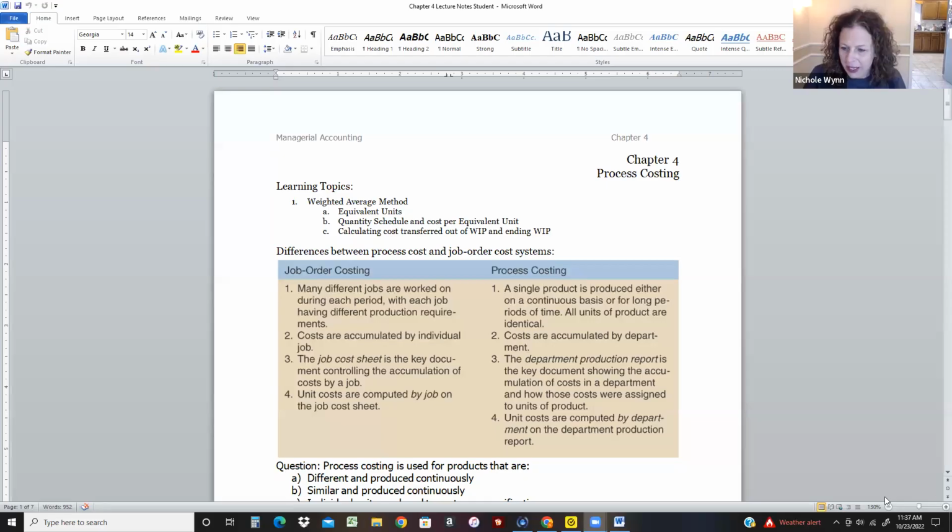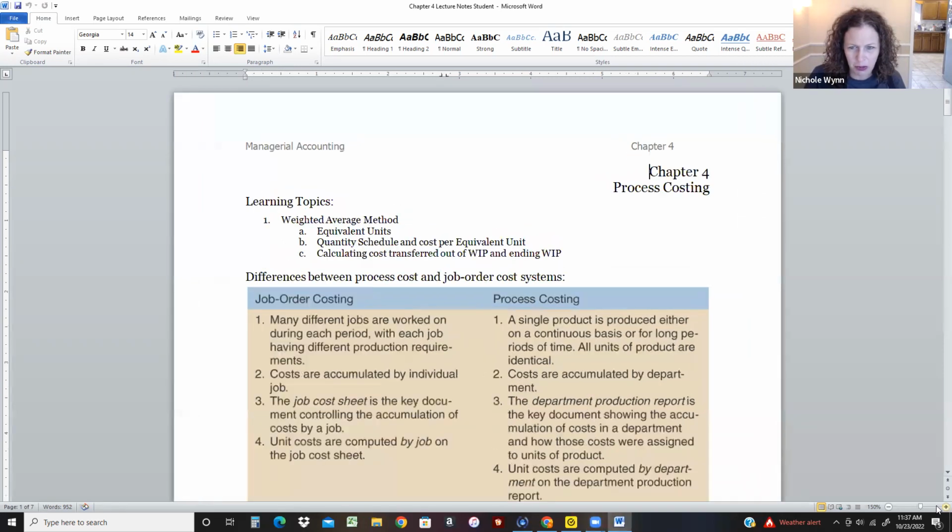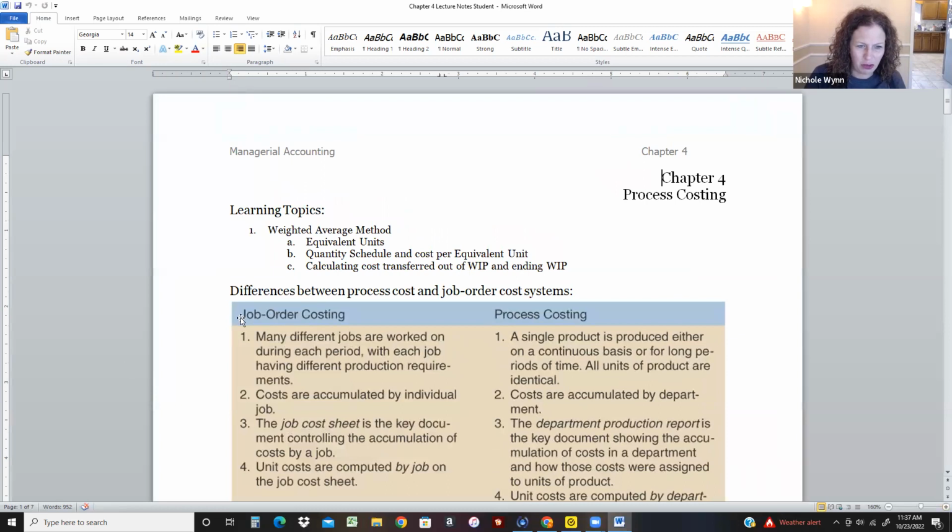Hello. All right, we're going to start with chapter 4. Share my screen. All right, so this chapter relates to our chapter 3. Chapter 3 was job order systems, so job order costing, where every job we did was different. And chapter 4 is process costing.